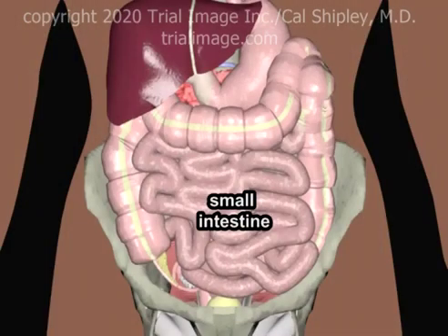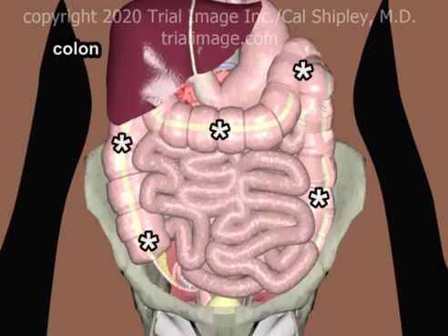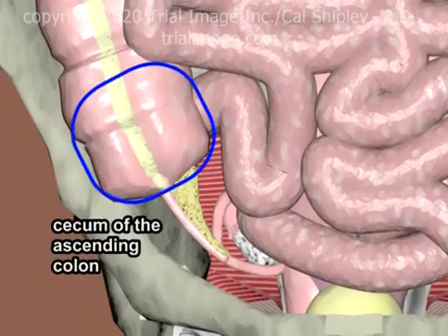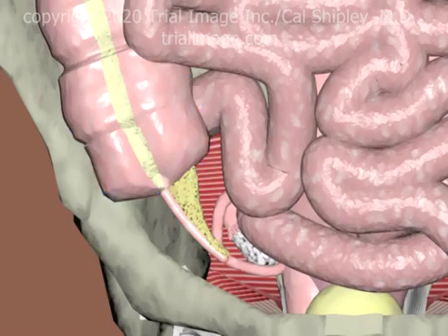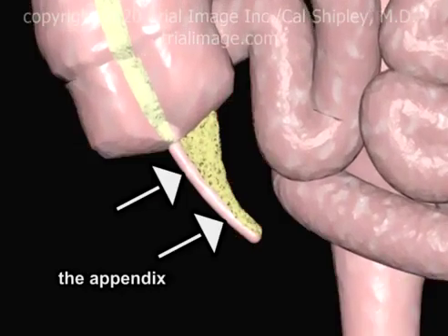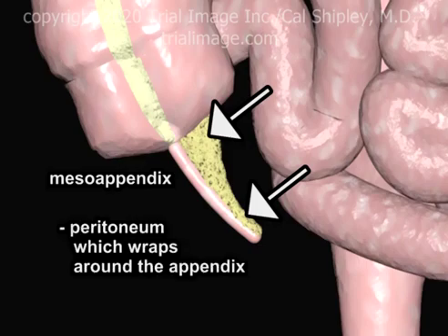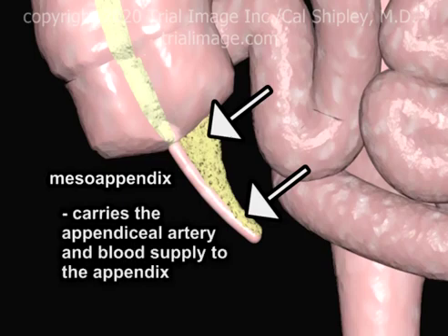The midsection of the abdomen is largely occupied by the small intestine. Running mostly peripherally to the small intestine is the colon. The cecum is a slight outpouching located at the start of the ascending colon on the right side of the abdomen. Attached to the cecum is the appendix. The mesoappendix is a fold of peritoneum which wraps around the appendix and carries the appendiceal artery and blood supply.